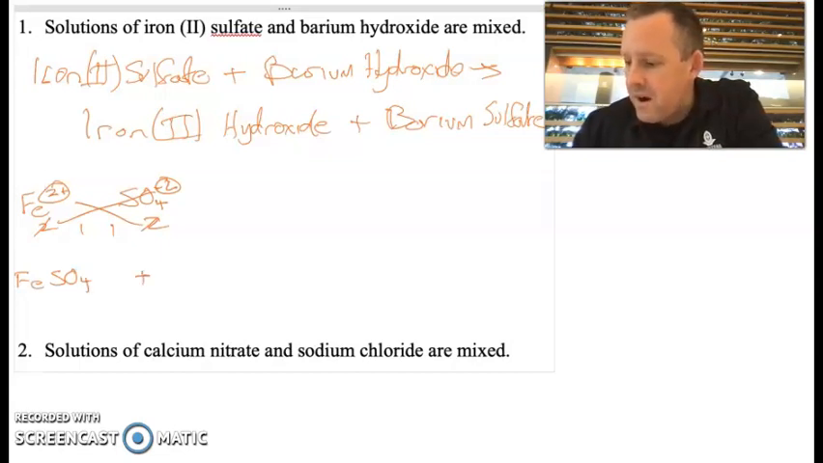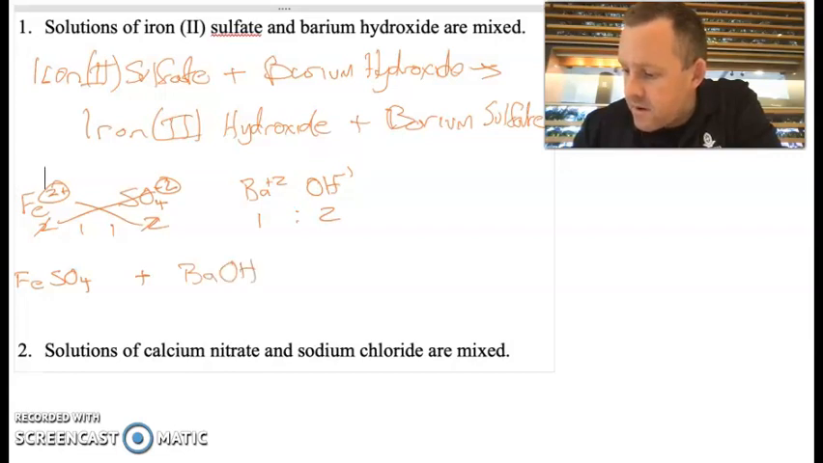That's reacting with barium hydroxide. So barium is +2, OH is a -1. Crossover method brings it to a 1 to 2, so I'm going to have BaOH, and because it's a group, I need that in brackets with a 2. So that's my first part of it. They're my reactants.